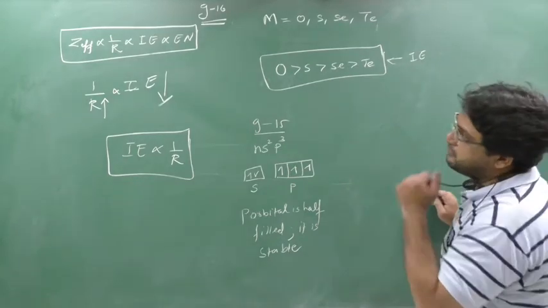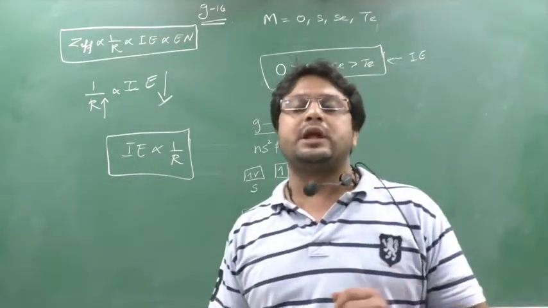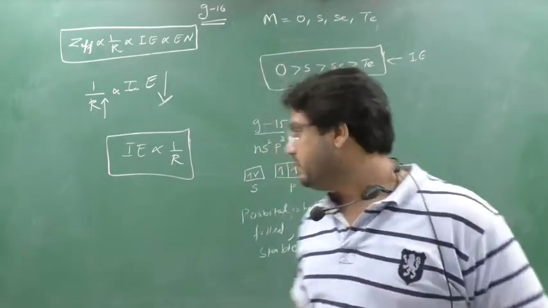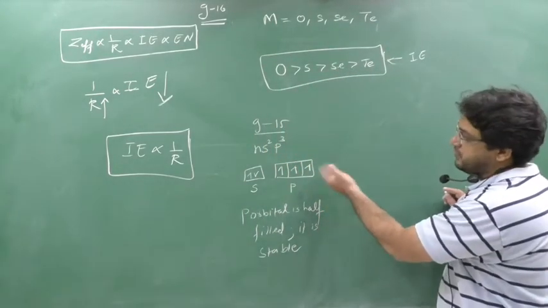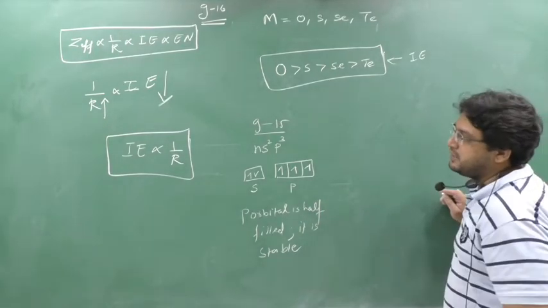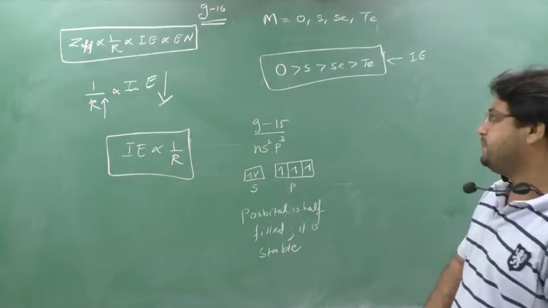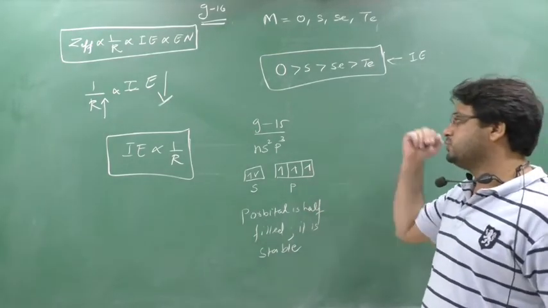Why? Because what do we mean by ionization enthalpy? Ionization enthalpy means the energy required to remove an outermost electron from a gaseous atom. So if I want to remove the electron from here, it requires higher energy. The reason is that this p orbital is half filled, so it requires high energy to remove the electron.